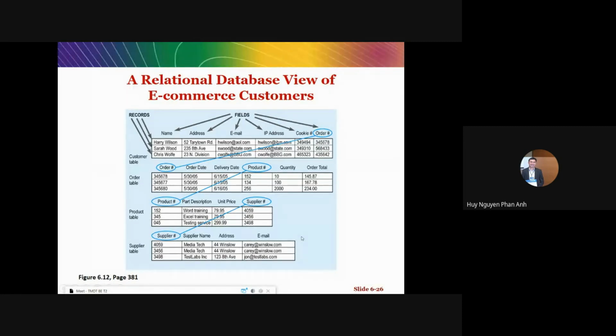So a database is just a collection of files or a collection of tables like this. And the tables here are connected to each other. We call that a relational database, based on what we call primary keys and foreign keys. Okay, so that's it about the database.